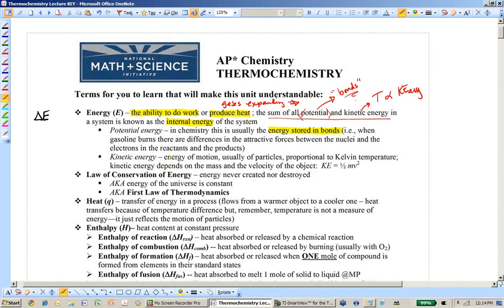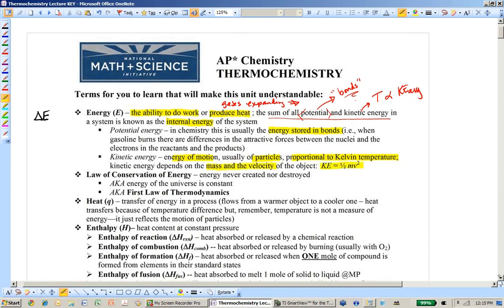Kinetic energy, though, is the energy of motion as you first learned it. And so we're talking again about particles and the fact that the average kinetic energy is proportional to the Kelvin temperature. I said that backwards, so sorry. Kinetic energy depends again also, in a mechanical sense, like physics sense, on the mass and velocity of the object.